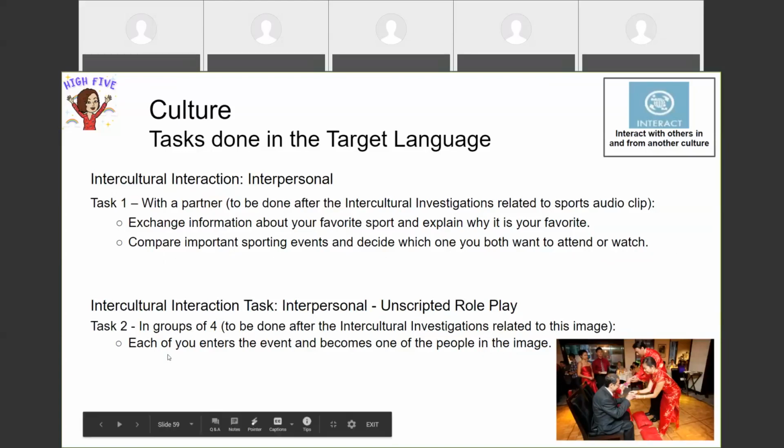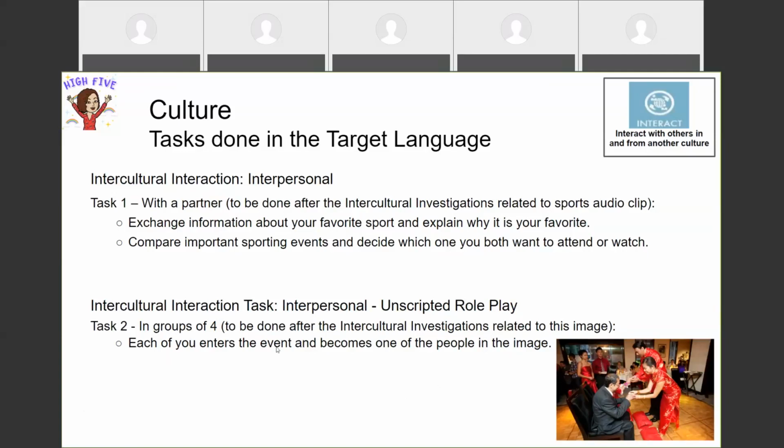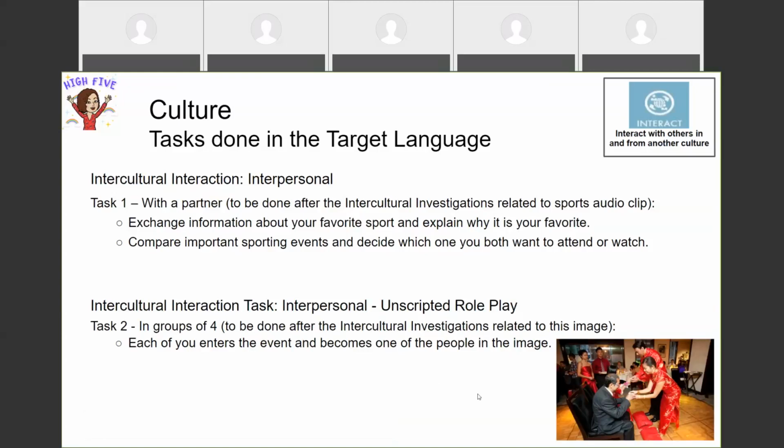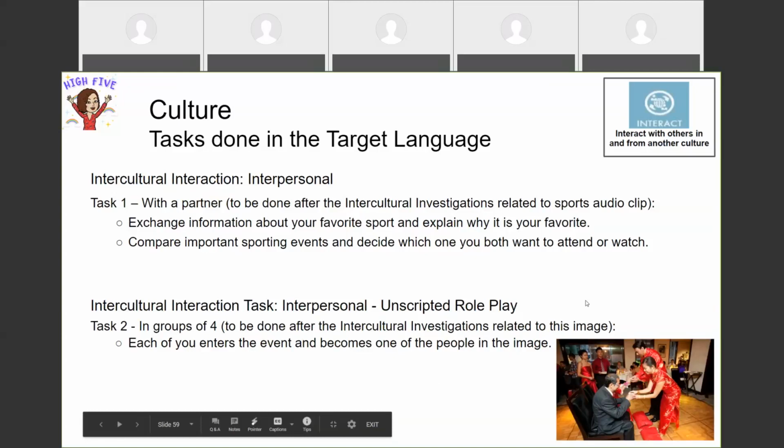So you might put them in groups of 4 or in groups, and each of you enters the event and becomes one of the people in the image. So somebody might choose to be this person, somebody might choose to be this person. You can even give the students the flexibility of being themselves and entering the event from somewhere out of the scene and entering. But again, they would take what they've learned through their intercultural investigations so that they could then appropriately interact with others from another culture or within that culture.